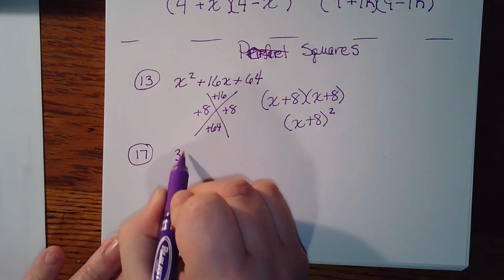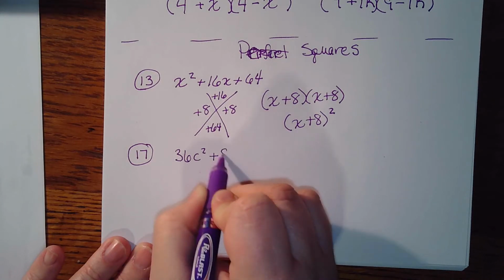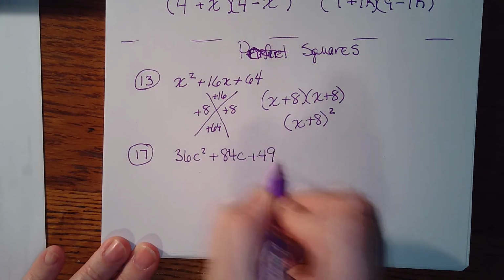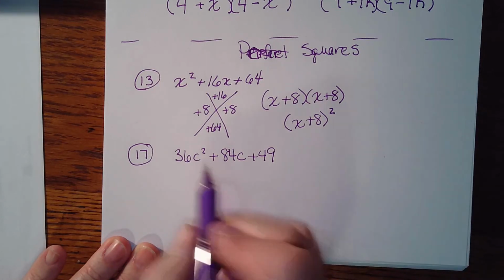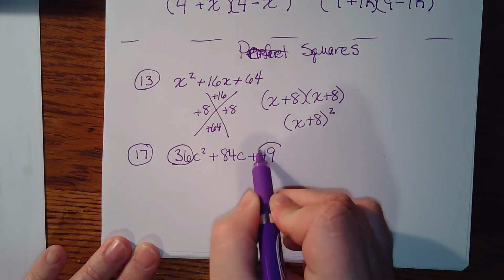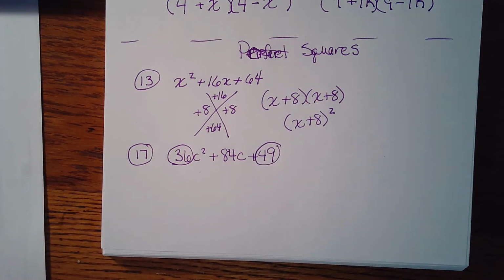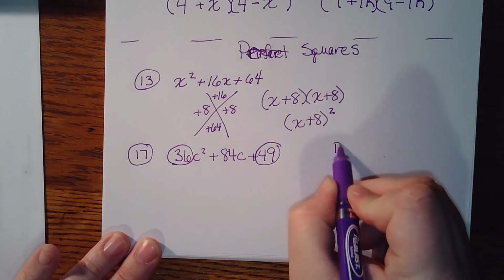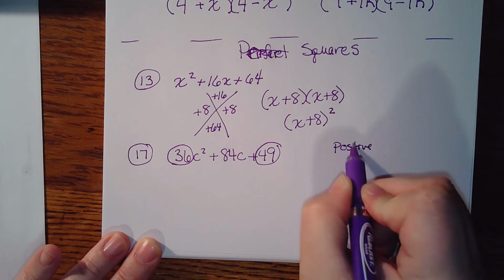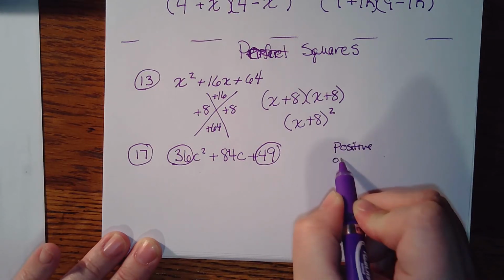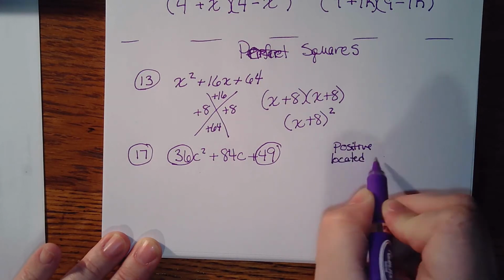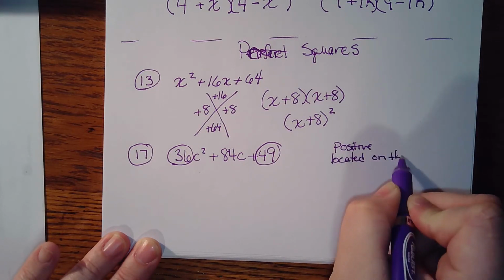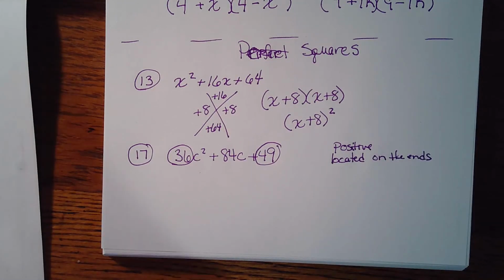We have 36c squared plus 84c plus 49. So the first thing you're going to notice, look at these numbers on the ends. The numbers on the ends tell a story. They tell you that they can be square rooted. They also tell you that they're both positive. So they have to do two things. They have to be positive and they have to be located on the ends.